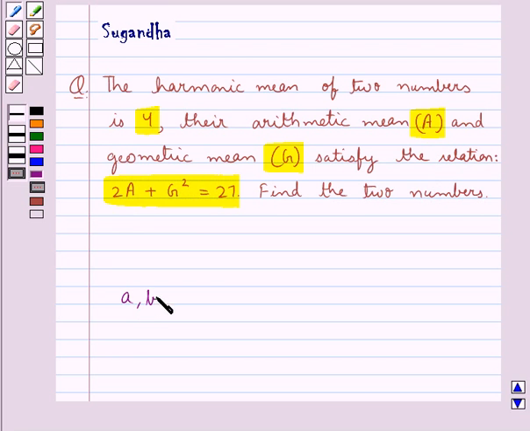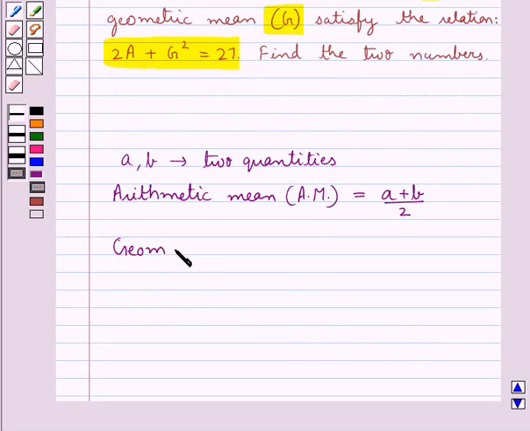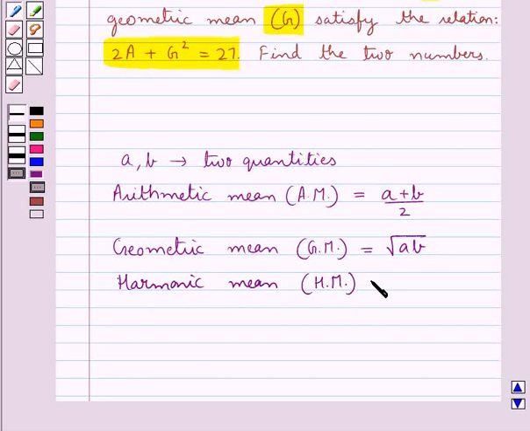We consider the two quantities A and B. Then we have the arithmetic mean, that is AM, given by (A plus B) upon 2. In the same way, the geometric mean, that is GM, is given by square root of AB, and the harmonic mean, given by HM, is given by 2AB upon A plus B. Now let us see how we get this harmonic mean between the two quantities A and B as 2AB upon A plus B.